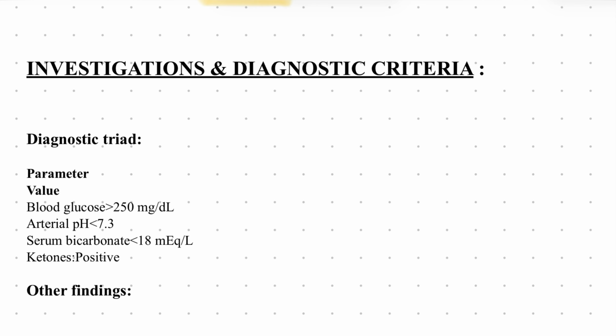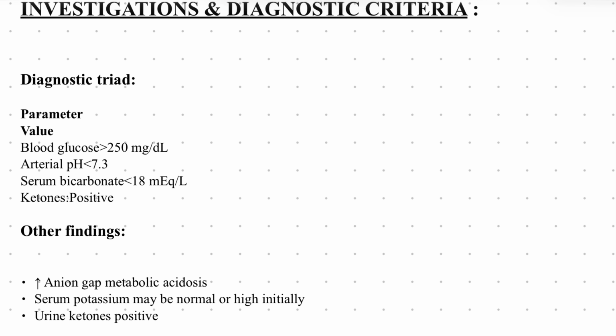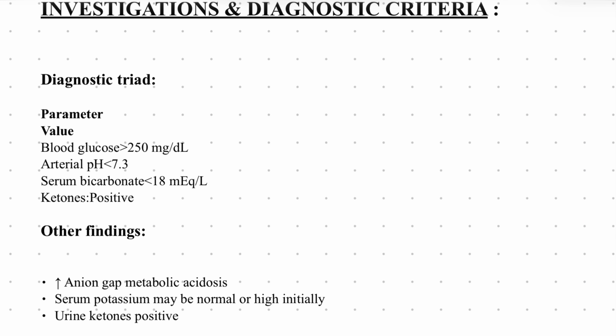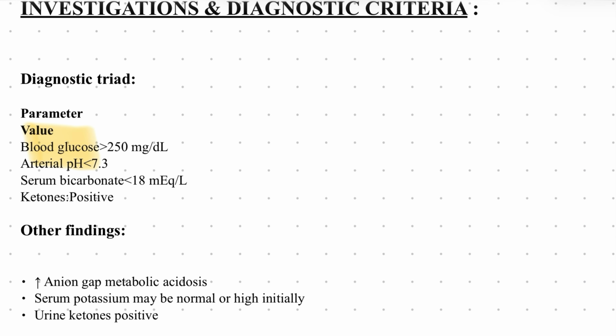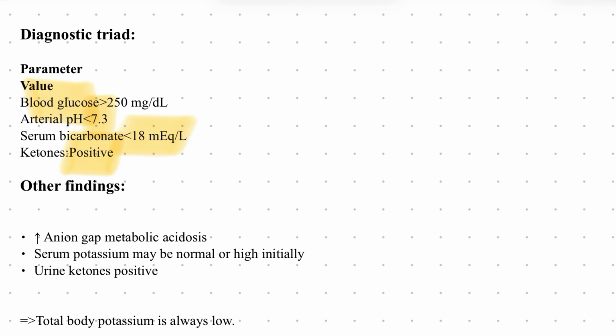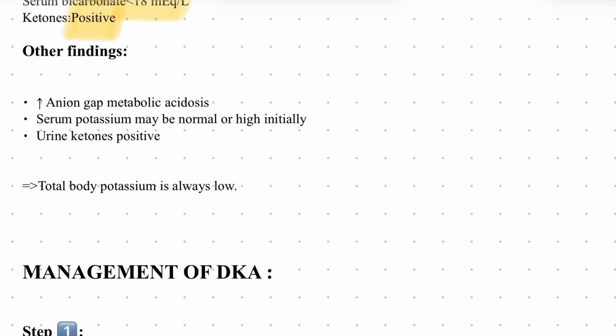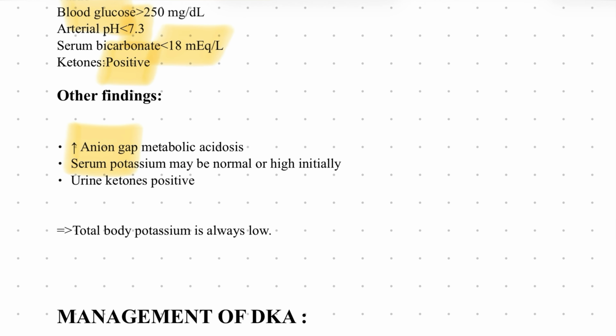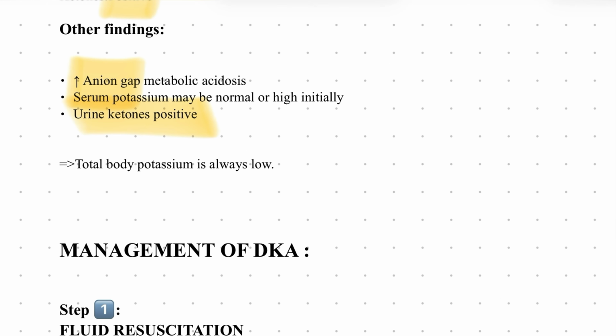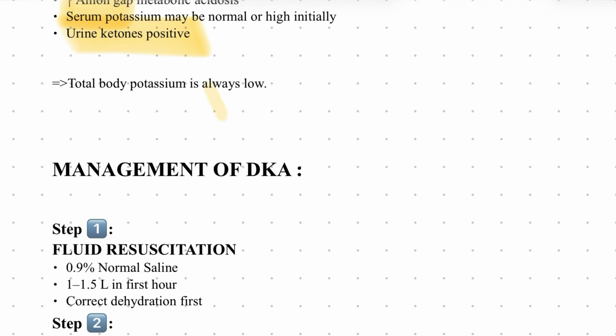Then coming to investigations, an important point, the diagnostic criteria parameters, you have to look into it. So coming to blood glucose level, it will be about 250 mg per dl. Arterial blood pH will be less than 7.3. Then bicarbonate will be less than 18. Then ketones will be positive, as we discussed in the mechanism. Other findings we can see are increased anion gap, which we saw leads to acidosis. Then serum potassium may be normal or initially high. Urine ketone bodies will be positive since they are excreted excessively. Then total body potassium, always remember, is not normal, it's low.